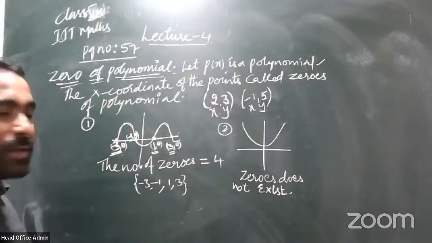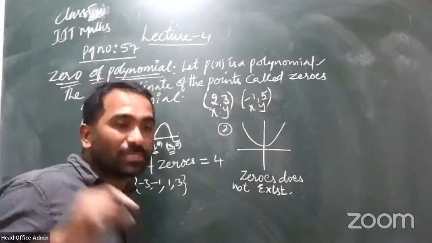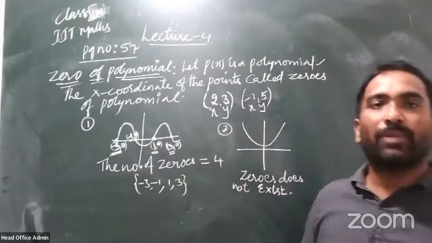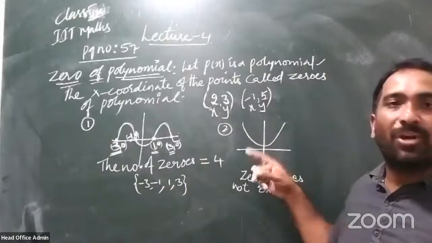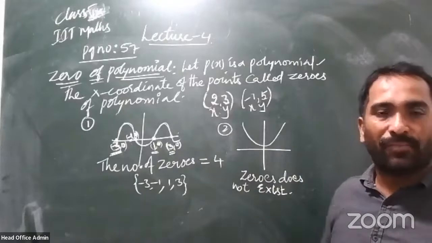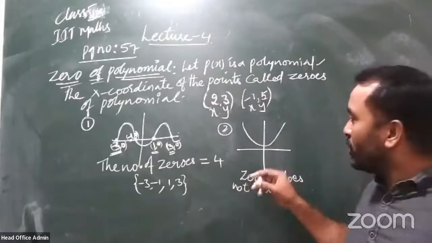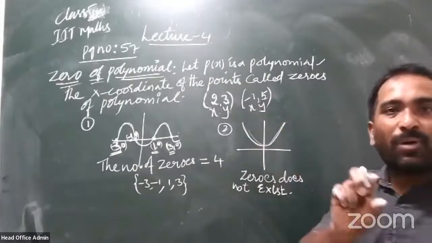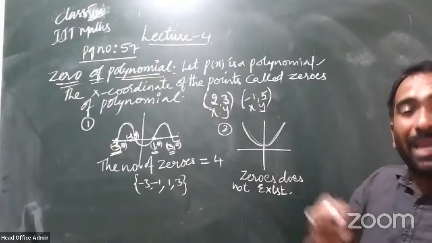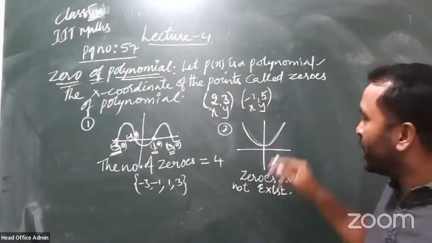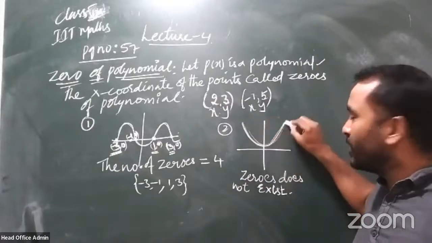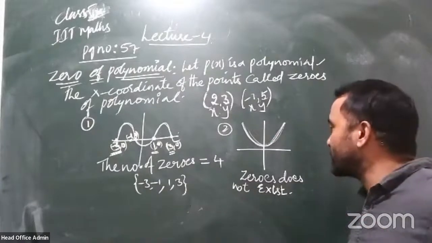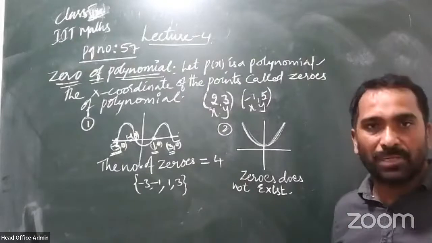Why do they not exist? Because zeros can form only if the curve touches the x-axis; only then can the x coordinates be called the zeros. But as your curve is not touching the x-axis, how can the zeros form? Where the curve touches the x-axis, you will get a point with an x coordinate and a y coordinate. That x coordinate we take as a zero. But here the curve does not touch the x-axis, so zeros do not exist, and we write no zeros.